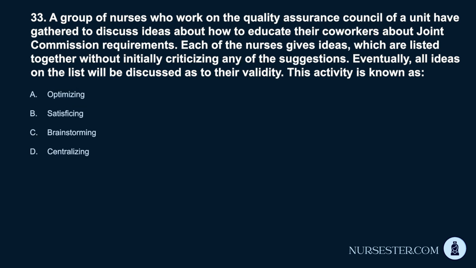33. A group of nurses who work on the Quality Assurance Council of a unit have gathered to discuss ideas about how to educate their coworkers about Joint Commission requirements. Each of the nurses gives ideas, which are listed together without initially criticizing any of the suggestions. Eventually, all ideas on the list will be discussed as to their validity. This activity is known as A. Optimizing. B. Satisficing. C. Brainstorming. D. Centralizing. Correct answer: C.